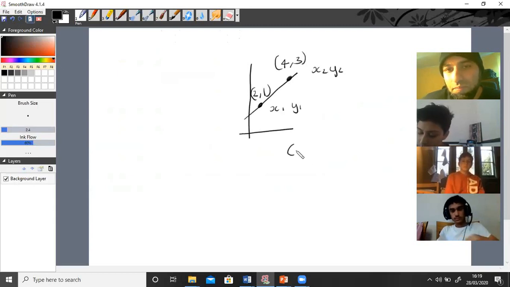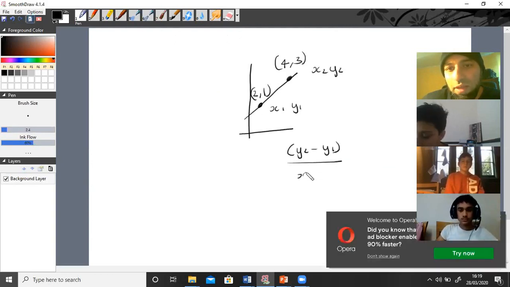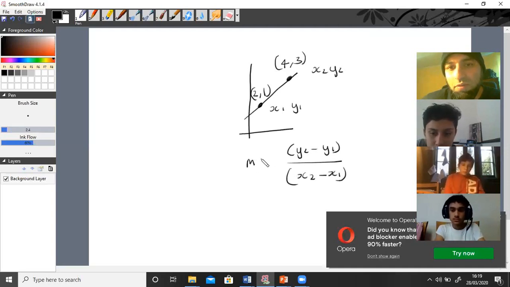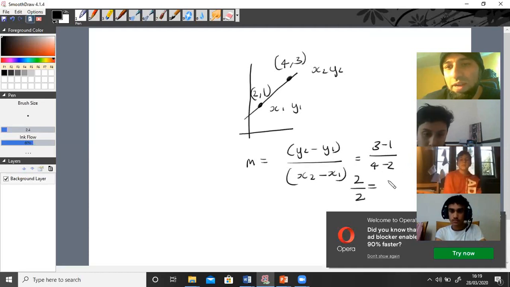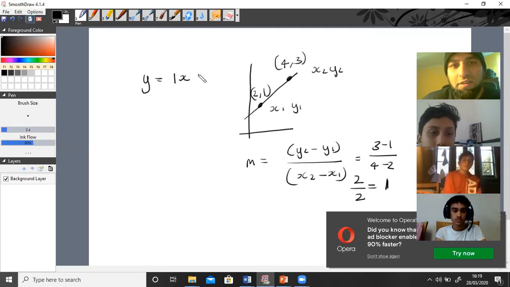So what we do, y2 minus y1 over x2 minus x1 is going to give us our gradient, yeah? So how do we do that? We do 3 minus 1 over 4 minus 2. Do you guys agree? Okay, so that's going to be 2 over 2, because 3 minus 1 is 2, 4 minus 2 is 2. So our gradient is going to be 1. So y equals 1x plus c. Get that, guys?